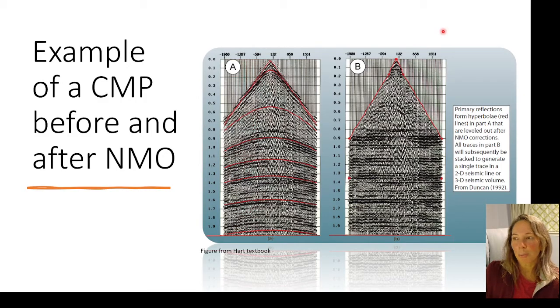In terms of normal moveout, this is correcting for the natural moveout of the reflections with offset distance. Here's a CMP gather before on the left and then after NMO correction. You can see how applying the velocities corrected that hyperbolic shape into a flatter horizon that will be easier to stack.